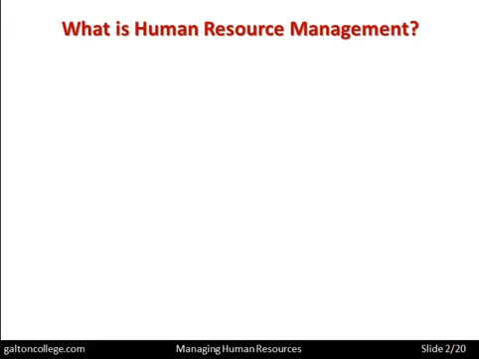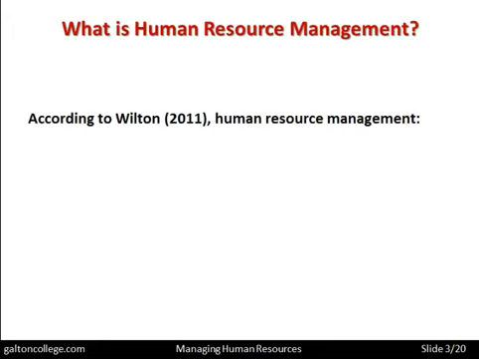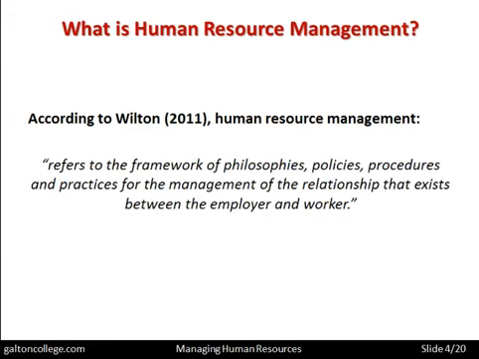So what is human resource management? Well, according to Wilton 2011, human resource management refers to the framework of philosophies, policies, procedures and practices for the management of the relationship that exists between the employer and the worker. It's a very generalized statement. In other words, I think it says that it looks at anything associated with the relationship between the employer and the worker and the employee.